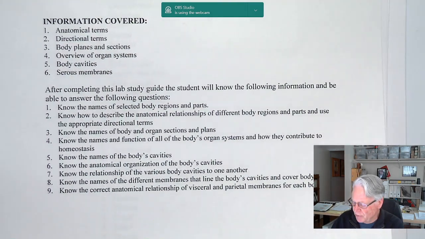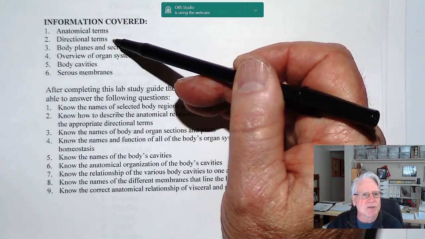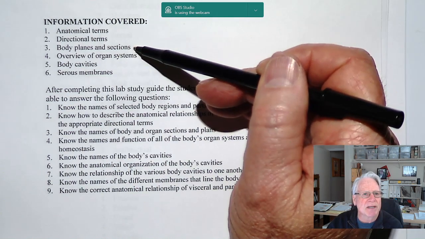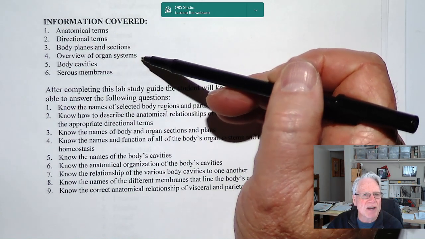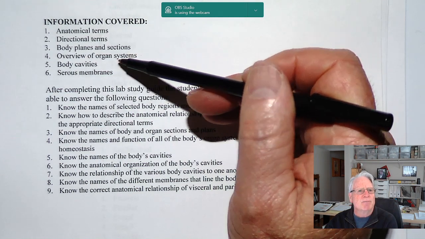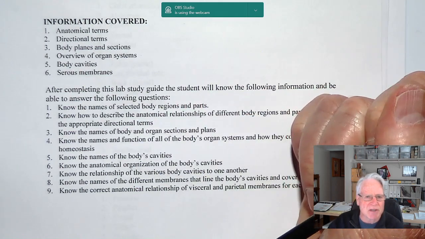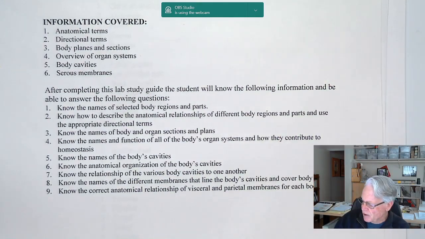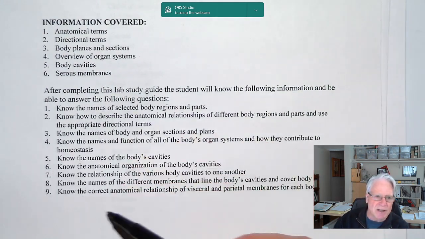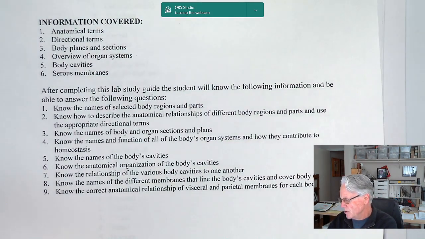So we'll start off with looking at anatomical terms, and then we'll move into directional terms, and then we'll look at things called body planes and sections. We'll do a very brief overview of organ systems, very, very brief. Body cavities and something called serous membranes, which I'll explain to you in just a bit as we get into that material. And then this is a more detailed list of the things that you should be familiar with once we're done with this lab.